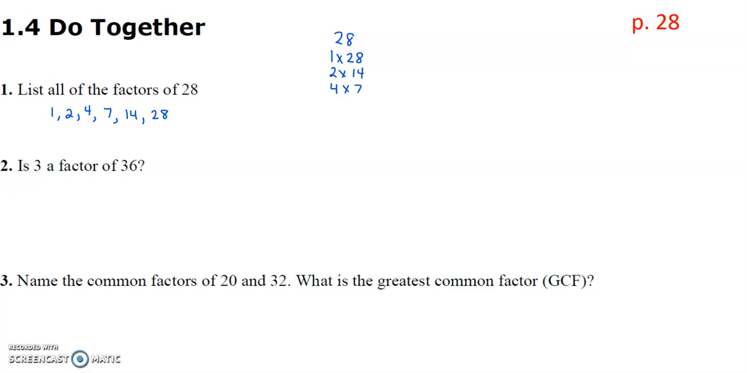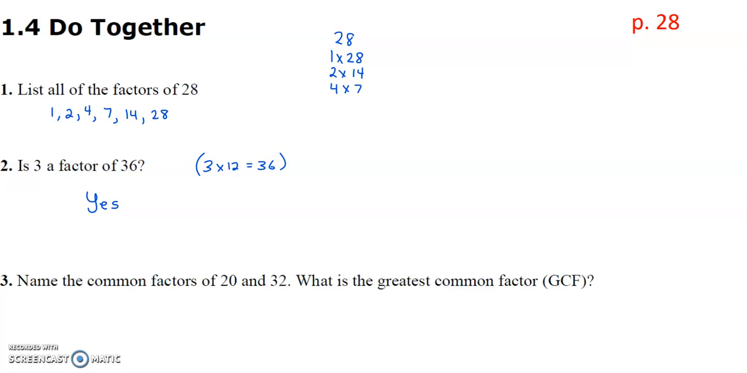Then question number 2 is a little bit different. Is 3 a factor of 36? So this is a yes/no question. Does 3 times something make 36? And it does. 3 times 12 makes 36. So that's what I'm doing in my head. So this is a yes. Alternatively, you can ask yourself, can I take 36 divided by 3? It's a yes, so it's a factor of 36.